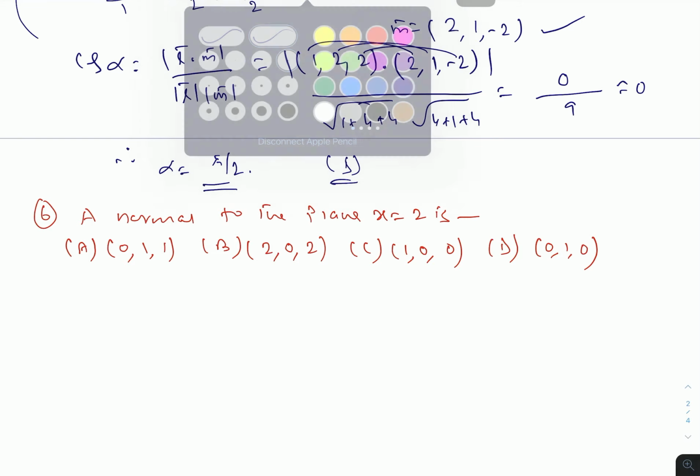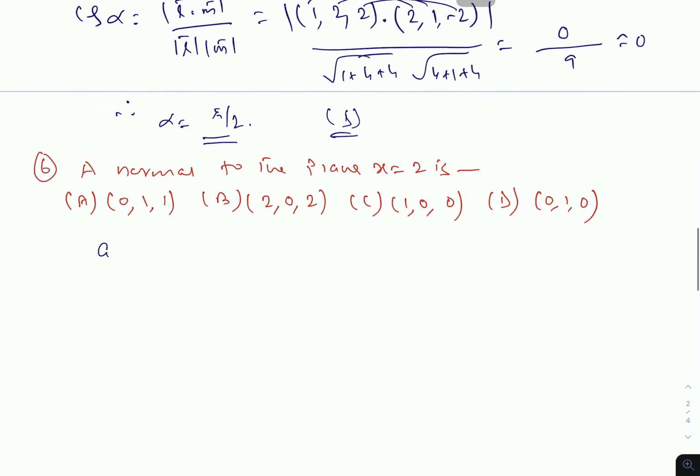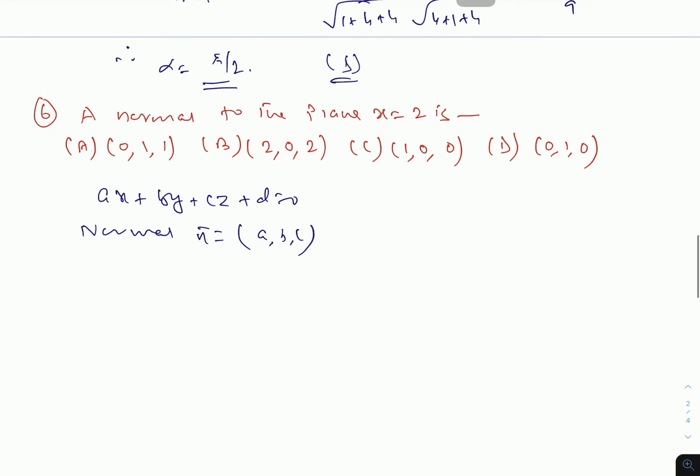Now we know if our equation of plane is ax plus by plus cz plus d equal to 0, then its normal is a, b, c. So here we have the equation of plane is x minus 2 equal to 0. So if we compare with this, then the normal is 1, 0, 0. Okay, so answer is C, 1, 0, 0.